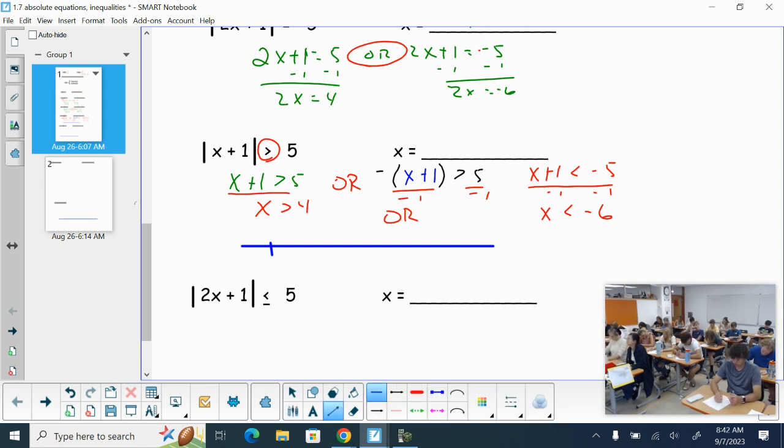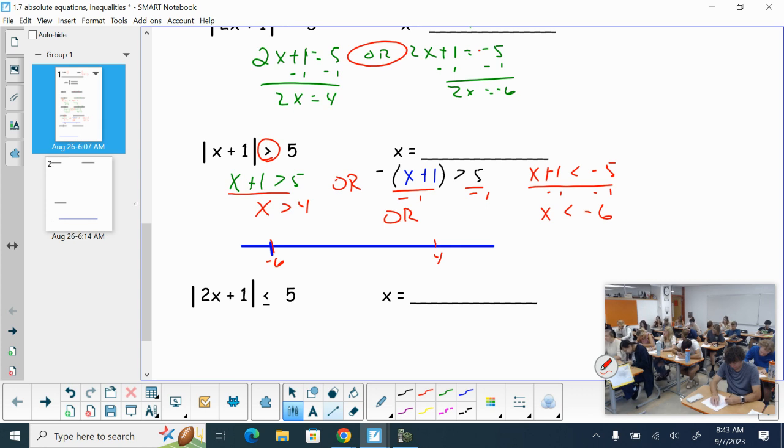So we go to our graph. You only need to worry about the key values here. We have negative 6 and 4. Get your graph down. What would the graph look like for both of those? And then write your solution in interval notation. Check your answer with somebody around you.